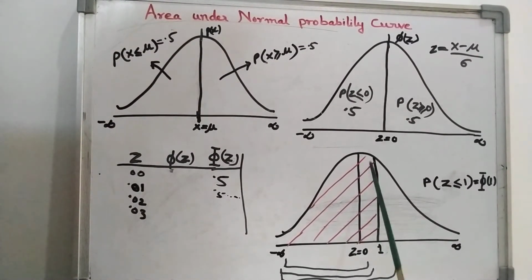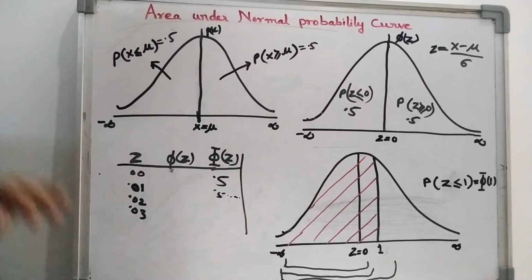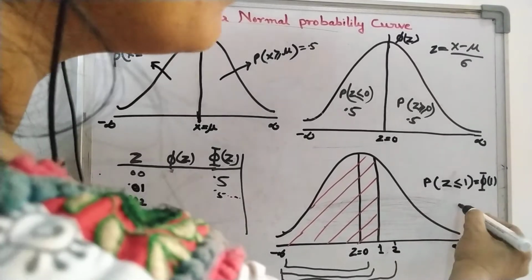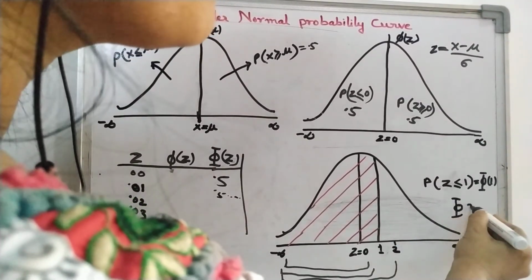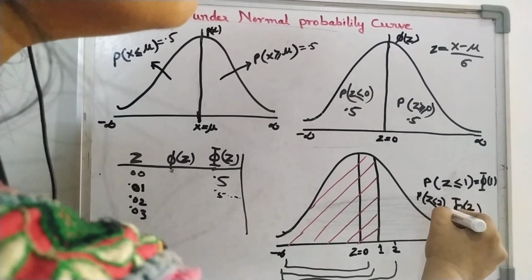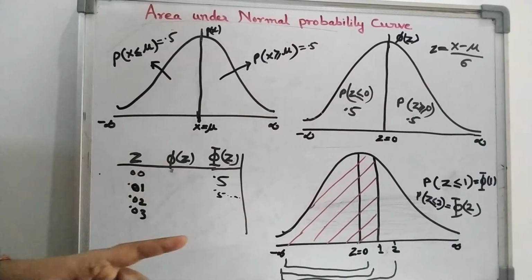Suppose we are asked to find the area from minus infinity to 1. So how do we write this? Probability of z less than or equal to 1, that means this area. This area we get from the table. It is denoted by capital phi of 1, that means the area from minus infinity to 1 is denoted in this way. Same, if you are asked to find the area up to 2, then it is denoted by phi of 2, that means probability of z less than or equal to 2 is equal to phi of 2.